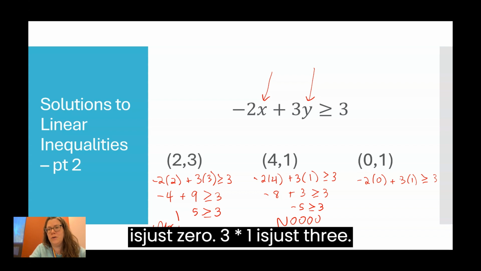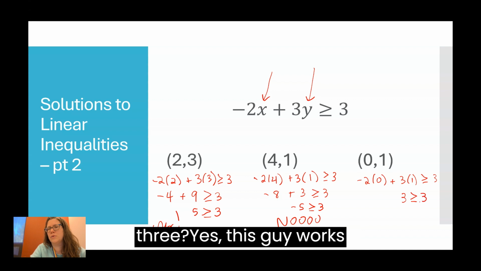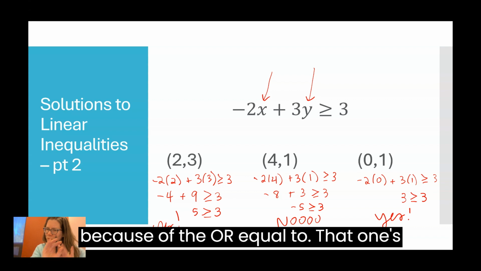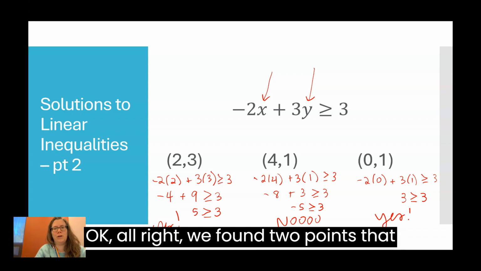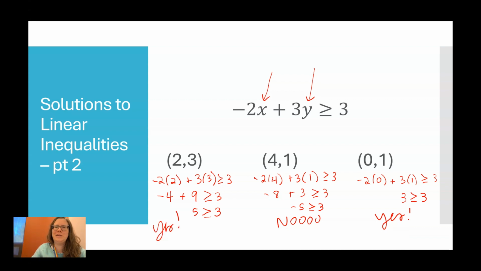-2 times 0 is just 0. 3 times 1 is just 3. Is 3 greater than or equal to 3? Yes, this one works because of the "or equal to." That one's okay. All right, we found 2 points that work that time for a different inequality.